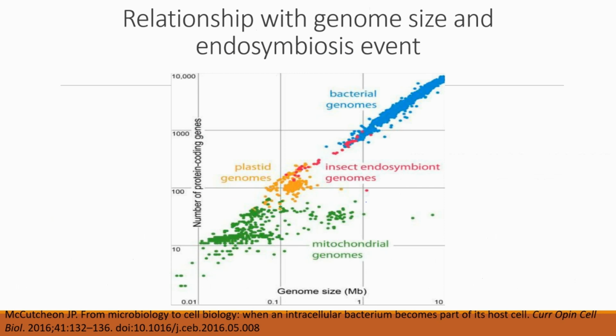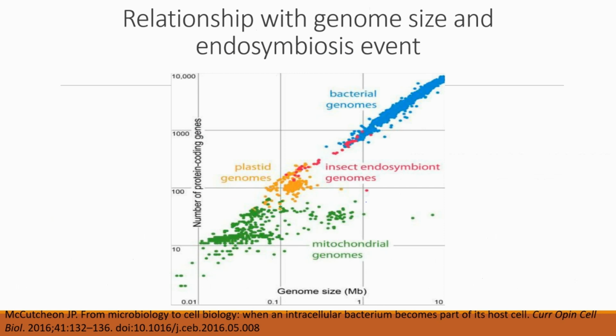Scientists have recently found a correlation between the size of the genome, or the DNA sequences, in an endosymbiont and the time period in which their endosymbiosis event occurred. So let me explain. On this graph, you will find the genome size on the x-axis. So the bigger the genome size, the longer their DNA is. And on the y-axis, you'll find the number of protein coding genes.